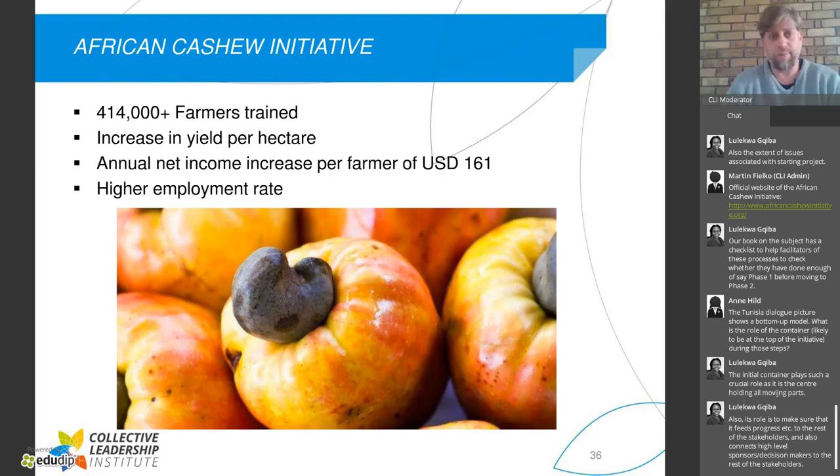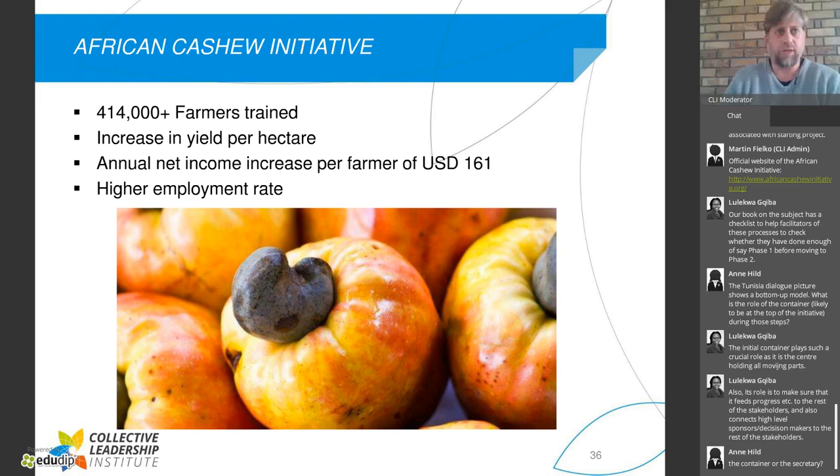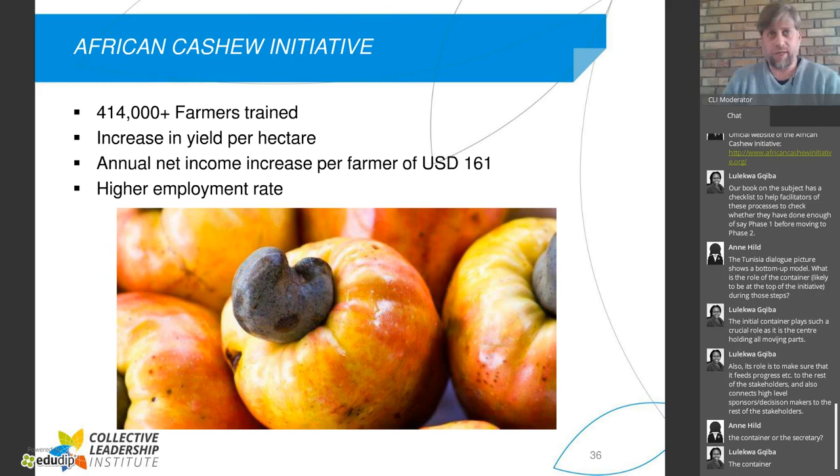And just a couple of things that I've learned about the successes in the implementation phase. These successes are really taken from more recent successes on the website, because I think when CLI was working in this project in the 2009-2011 phase, there were about 250,000 farmers who were trained, and there was an increase in the yield because of that training, and there was also an increase in their income. The numbers that are cited on this page are more recent, from the website, which you can still visit, I believe, at AfricanCashewInitiative.org.